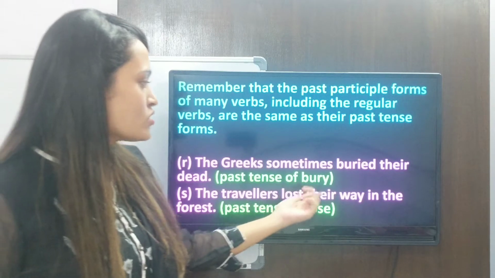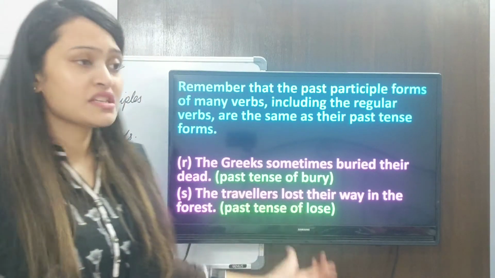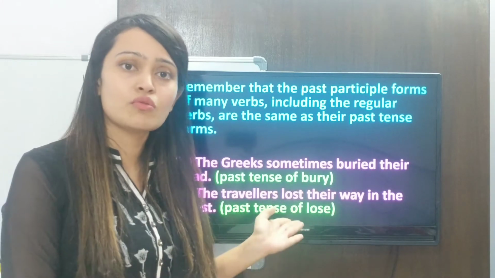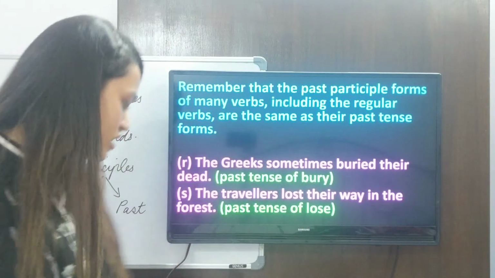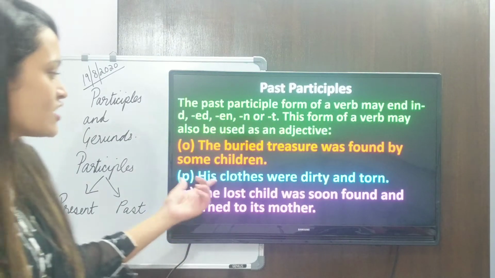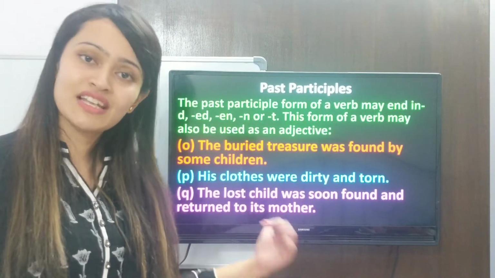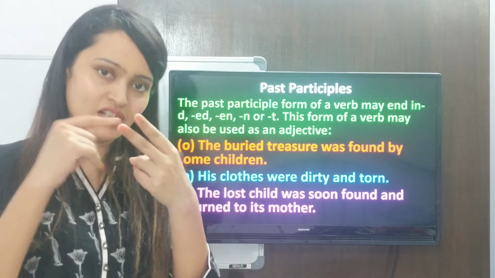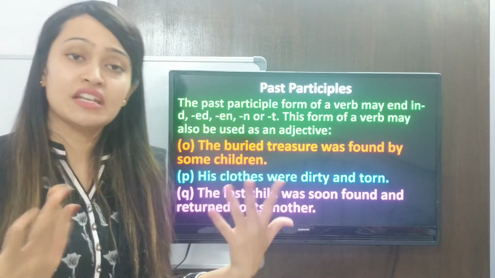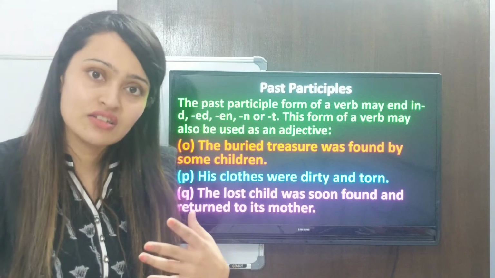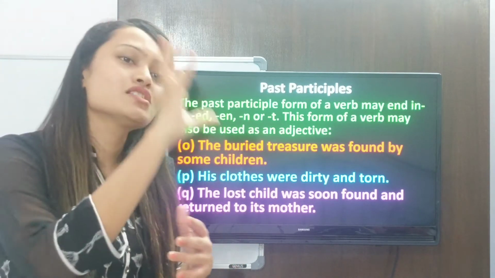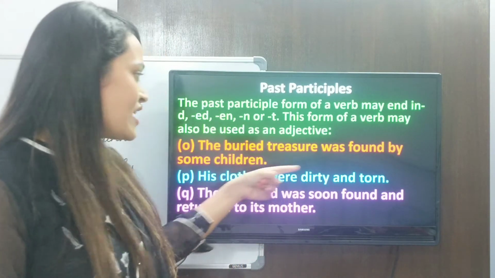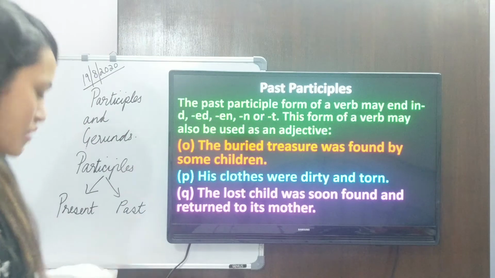The travelers lost their way. So this is basically the past tense of lose. That is a verb over here, the past tense of lose. But in the previous example that you studied, the lost child, it is an adjective over here. This is the difference. But many times the past tense of the verb and the past participle form of the verb are the same, just as we have lost and buried over here.